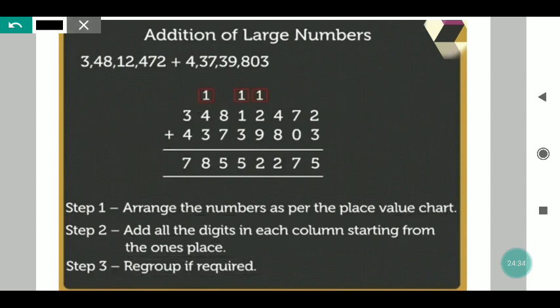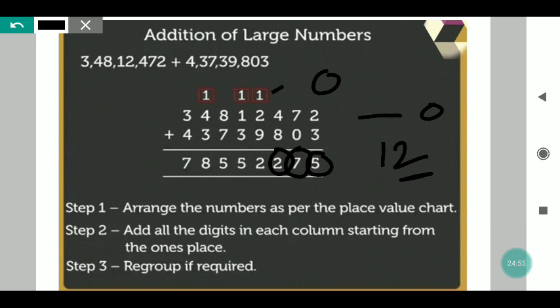Suppose this is the ones place, so ones place we will start. 2 plus 3 is 5, we have written. 7 plus 0 is 7. We have written. 4 plus 8 is 12. So here it is a 2 digit number. So 2 we have written and 1 we have taken as carry. This is only regrouping. This is what the word regrouping means.